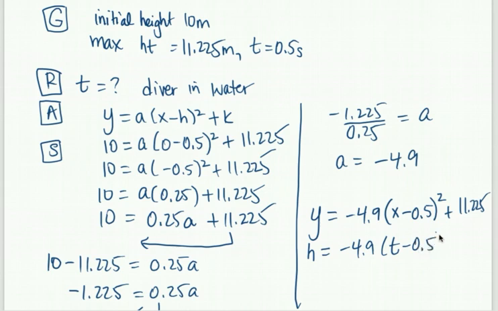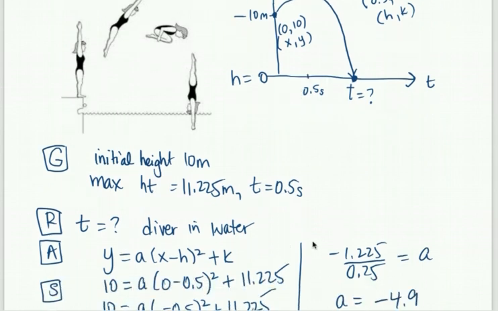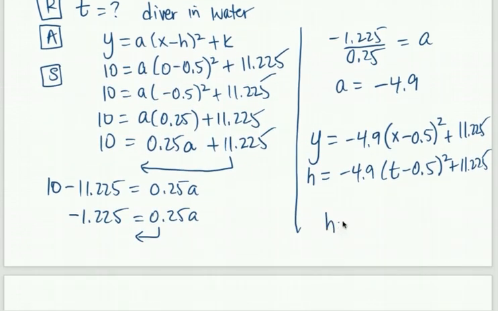That matches the question. If it really bothers you, you can leave it as x and y. Okay, so we need to find the time, but we know what the height is at that point right there. Well, the height is 0 because you've landed in the water. So we know the height is 0.